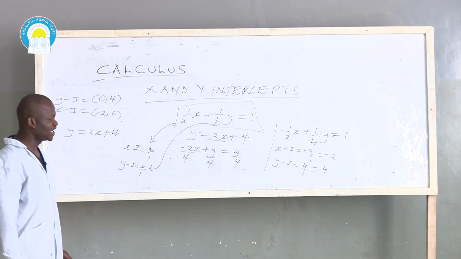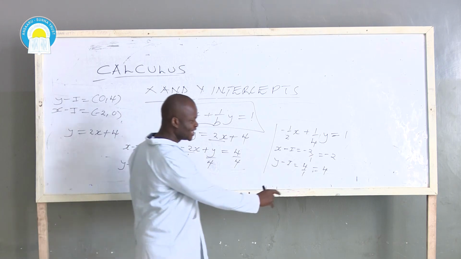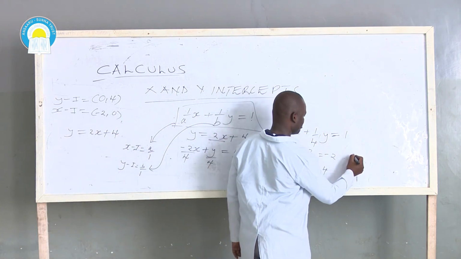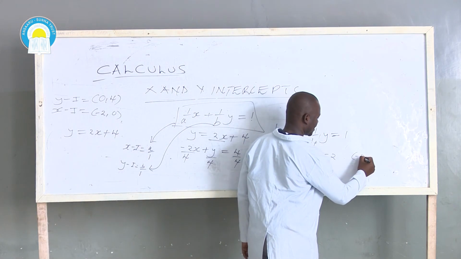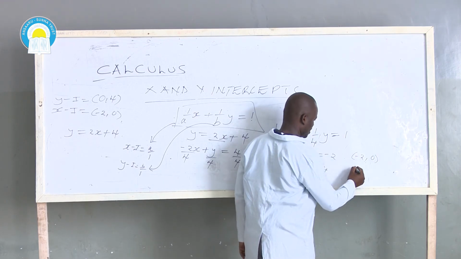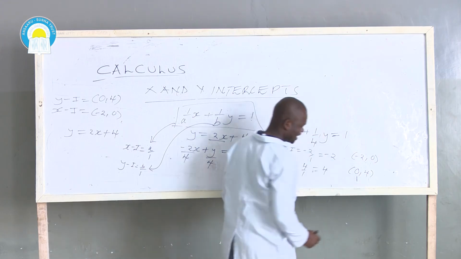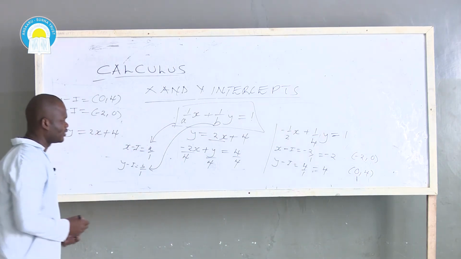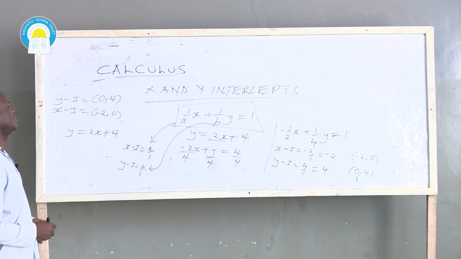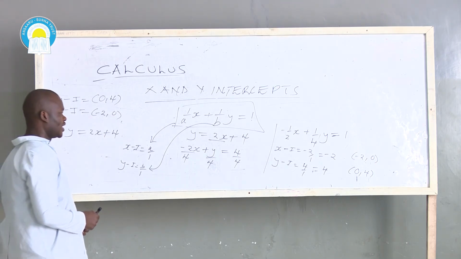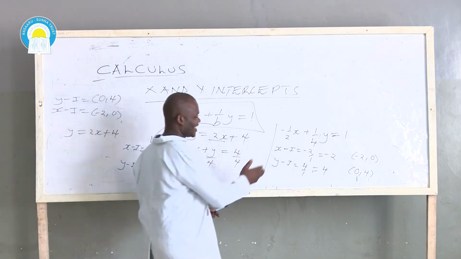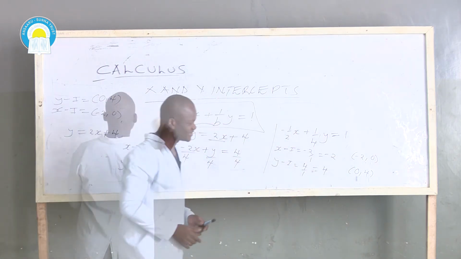Of course using the other approach. But I'm saying in the end, can you just play safe and give your answer as a full coordinate. So we had 0, 4 and negative 2, 0. Those are our x and y intercepts.